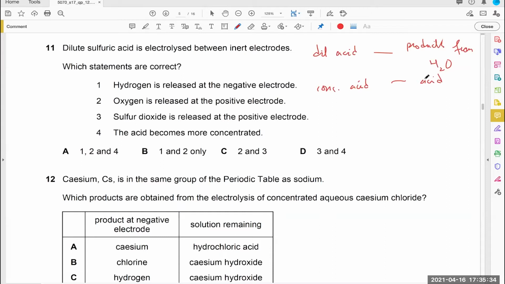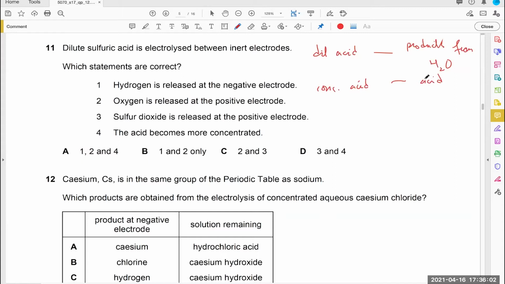So what's happening here? Hydrogen is released at the negative electrode. That is true because hydrogen is the one that's going to go. Oxygen is released at the positive electrode. Again, we have dilute acid, so oxygen comes from water. So yes, that is the one being given off. Sulfur dioxide is released at the positive electrode. That won't be true. If the sulfuric acid broke down itself it would give sulfur dioxide, but here the acid is not breaking down. This is dilute, not concentrated.